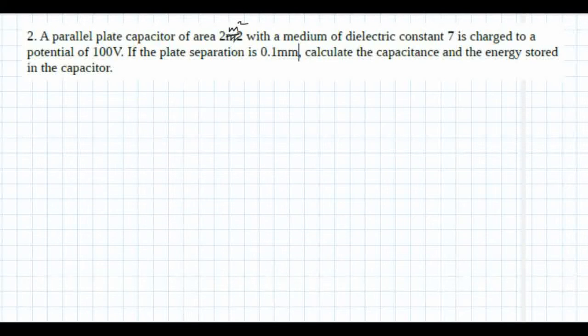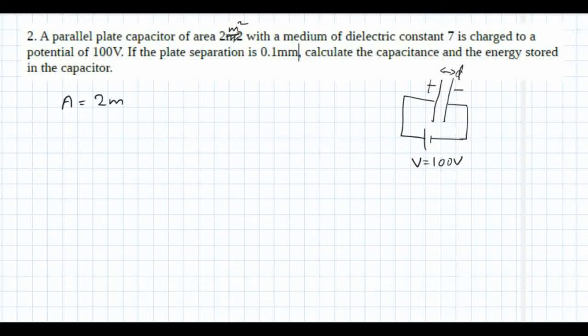So for this we should know the different parameters of a capacitor. This is a capacitor that is connected to a cell, so that one plate is positively charged and the other is negatively charged, and the potential given is 100 volts. The distance d is the distance of separation, and the area is also given.